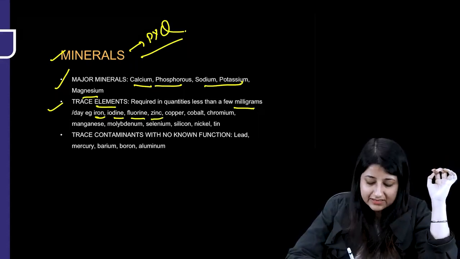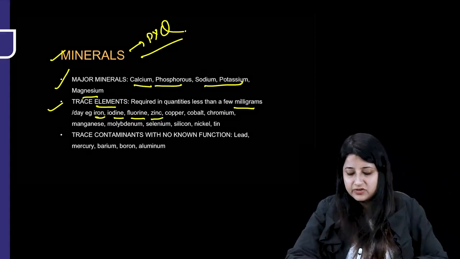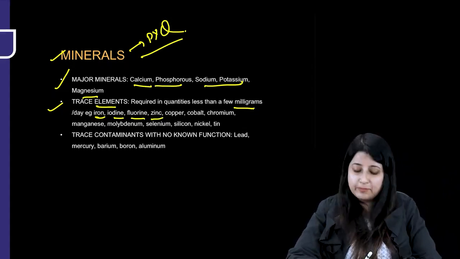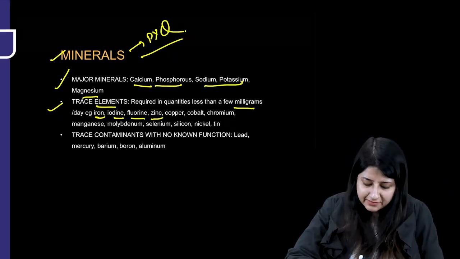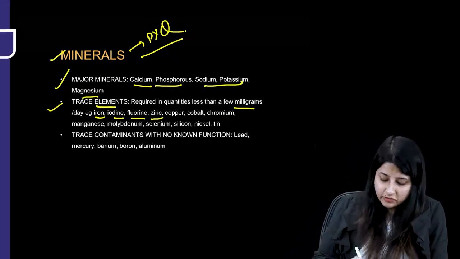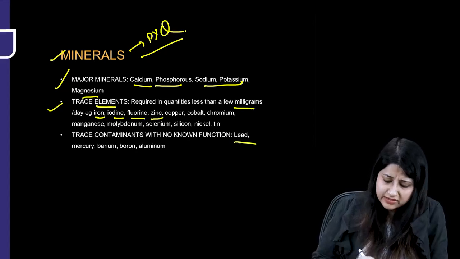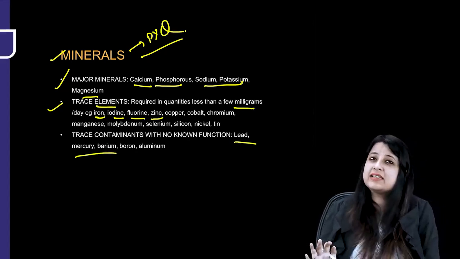They are also this time asking zinc and chromium deficiency, cobalt, the 3 C's, cobalt, copper and chromium. Okay, manganese, molybdenum, selenium, silicon, nickel and tin. Trace contaminants with no known function like lead, mercury, barium, boron as well as aluminium.